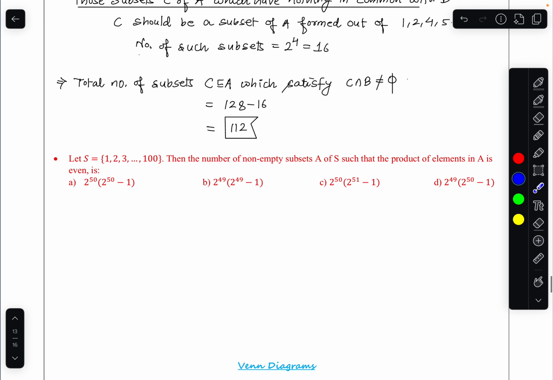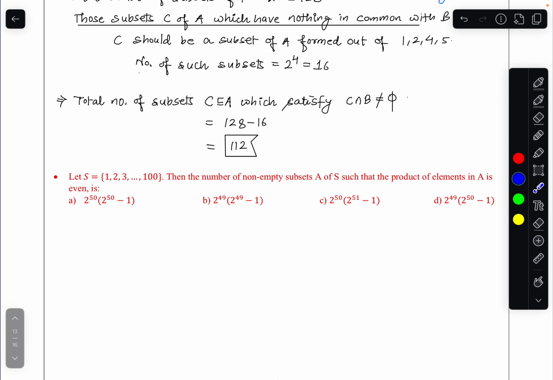So this was one question based on subsets. Then again, the question is, suppose we are given a set S which has 100 elements in it. I'm supposed to find the number of non-empty subsets A of S, such that the product of elements in A is even. So I want the product of elements in A to be even.